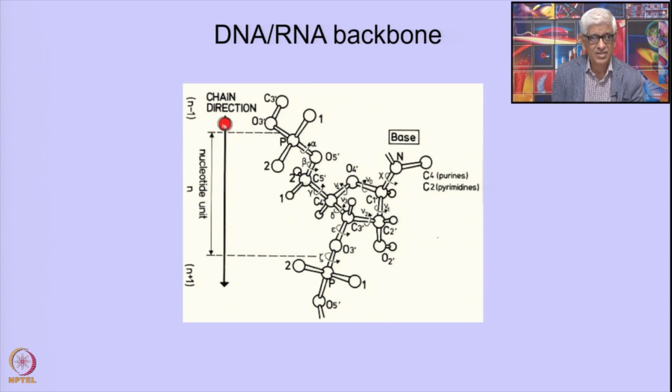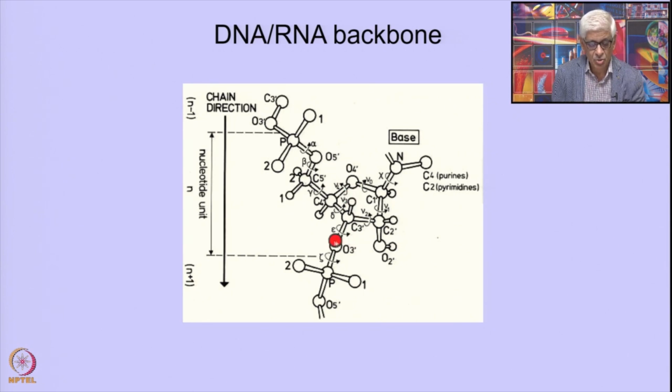We represent the chain direction as going from n minus 1 to n plus 1, in this direction. Therefore this is the 3 prime end, and this is the 5 prime end here. These atoms are labeled in this manner. The sugar ring is labeled in this manner. This atom is called C1 prime, C2 prime, C3 prime, C4 prime and C5 prime. And then the C5 prime of this unit is attached to the phosphate group here, and this phosphate group is attached to the C3 prime end here at this point.